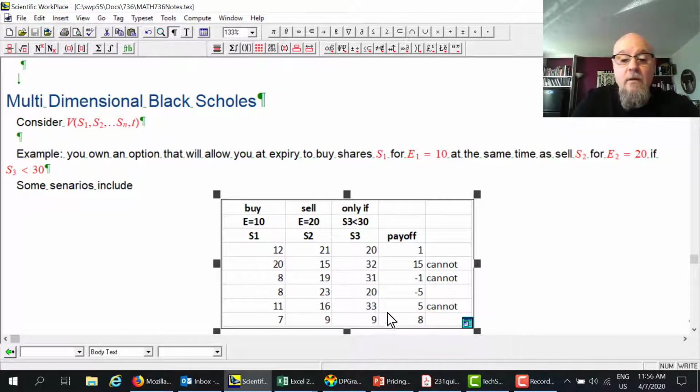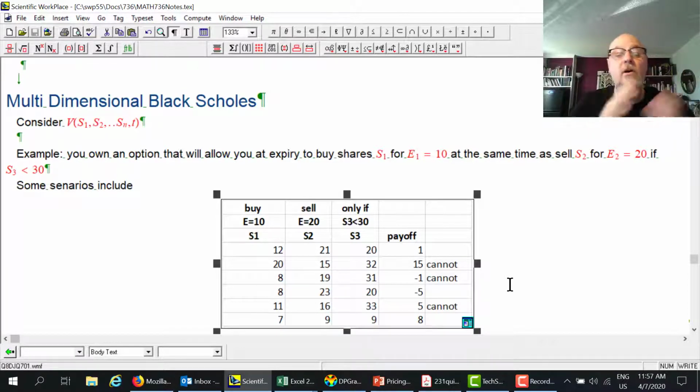Last case, stock 3 is below the $30, so I'm allowed to do it. Do I want to do it? I could buy stock 1 for $10, but I could buy it in the regular market for $7, so that's worth negative 3 to me. But here, stock 2 is worth $9, and I can sell it for $20, so that's worth $11. Negative 3 plus 11 is a payoff of 8. So I would do it here. I'd lose money on one thing but make more money on the other, so yes, I would do it.